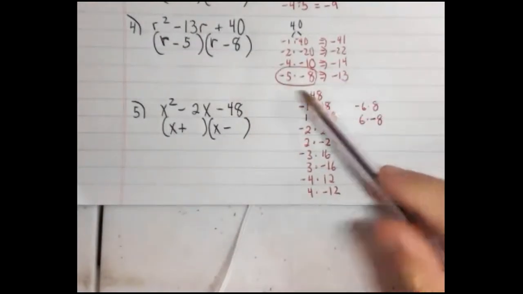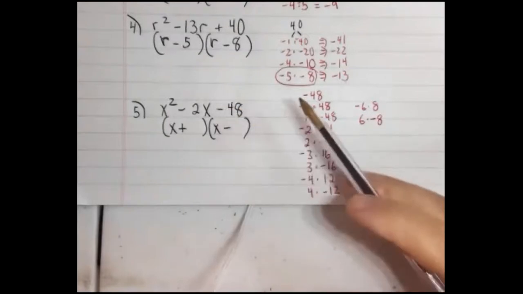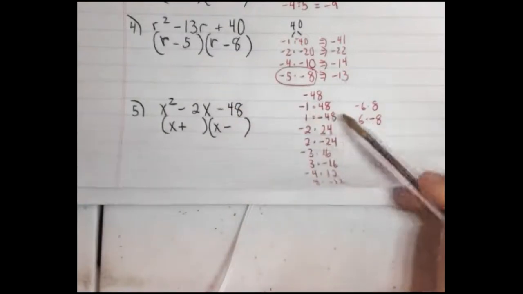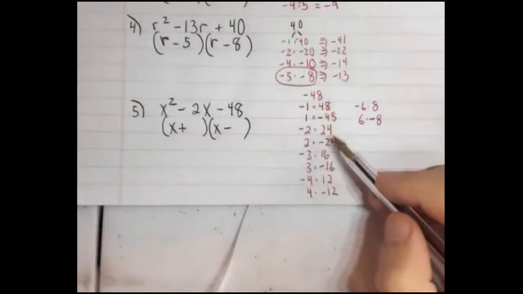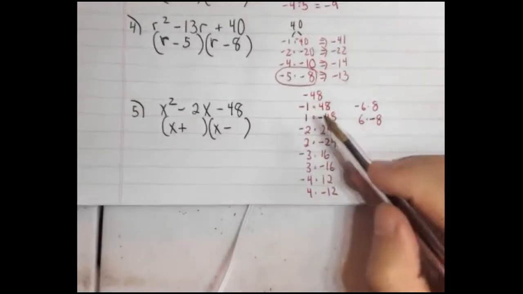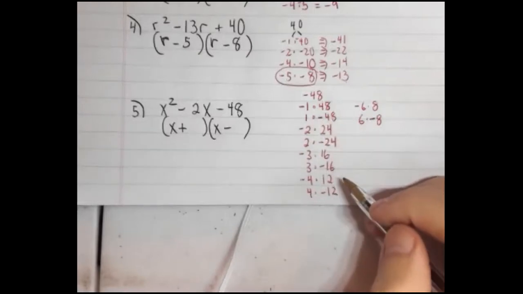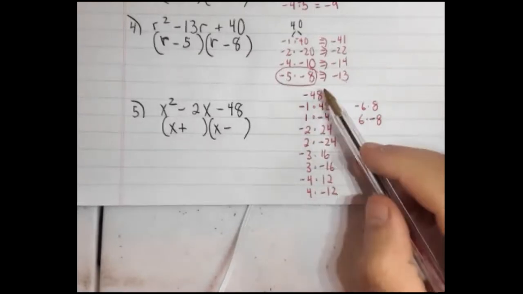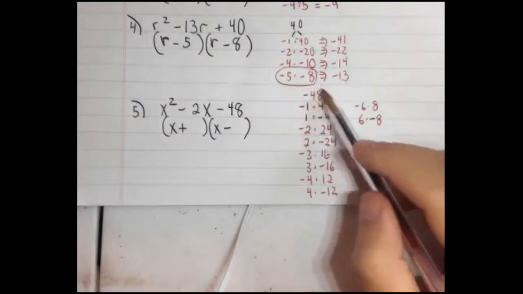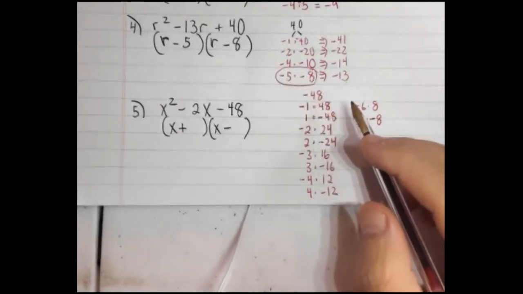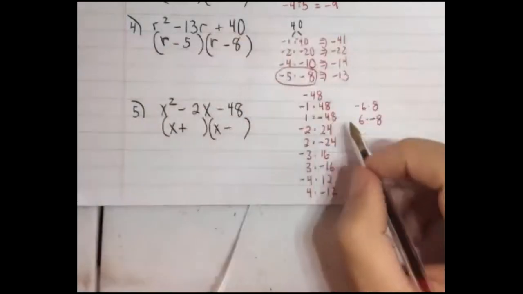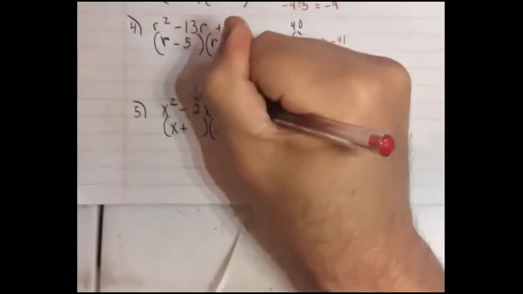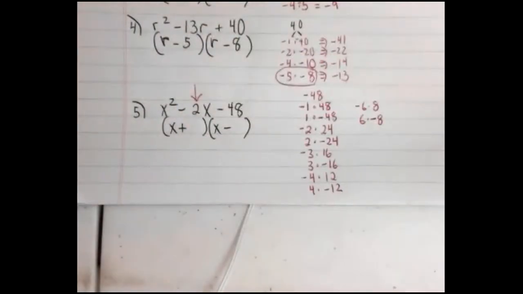So again, that's why those are a little tricky, because, like I said, you're just going to have double the combinations. So we got 1, 2, 3, 4, 5, 6, 7, 8. So we have 10 different possibilities of ways that will multiply to give me negative 48. So what I'm trying to figure out is which one of these combinations add together to give me the negative 2.